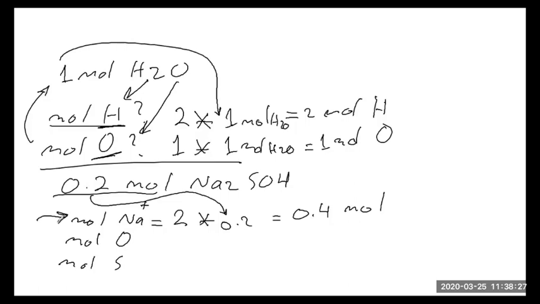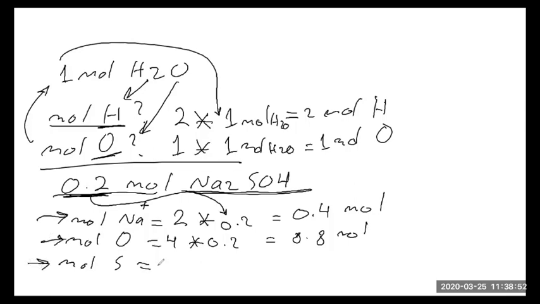Okay? For the oxygen, we will do the same thing. How many oxygen do we have? Look at here. 4. So it will be 4 multiplied by 0.2, which gives you 0.8 mole oxygen. Now for the sulfur, how many sulfur do we have? 1. 1 times 0.2 gives you 0.2 mole for the sulfur. Okay? That's how you will deal with it.